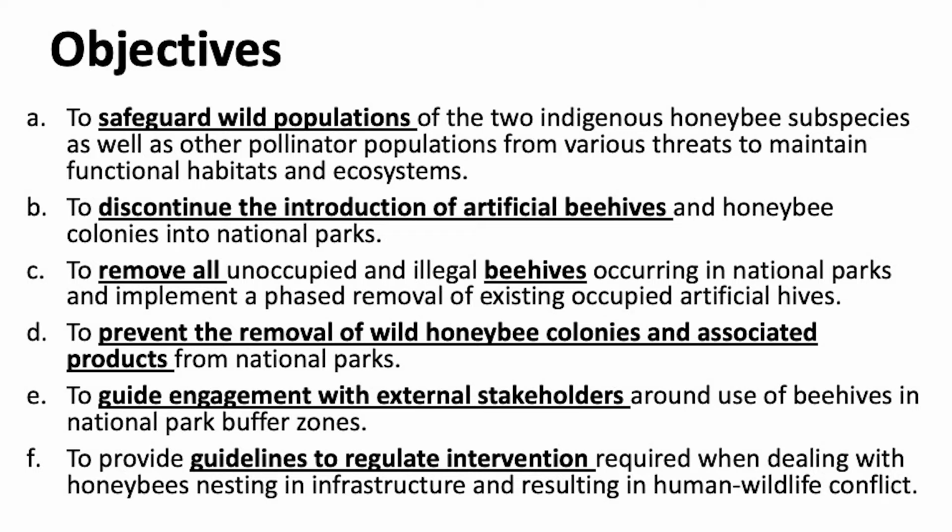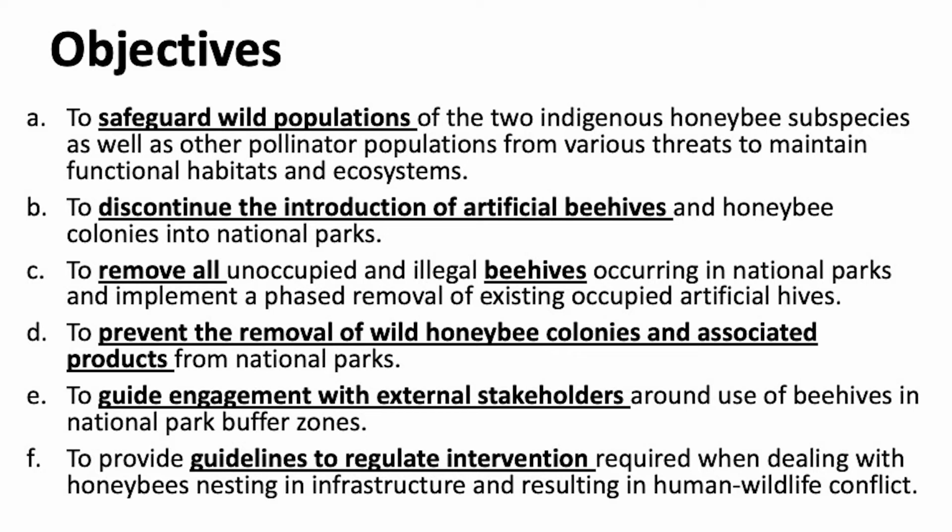We can't protect honeybees in isolation. In other words, we can't focus on one species. We need to consider ecosystem level impacts when we do anything within our national parks. So what we've put on the table as Conservation Services Department is to discontinue the artificial introduction of beehives within national parks. We want to remove all the existing beehives within national parks. We want to prevent the removal of our wild colonies and associated products. This will be a difficult one.